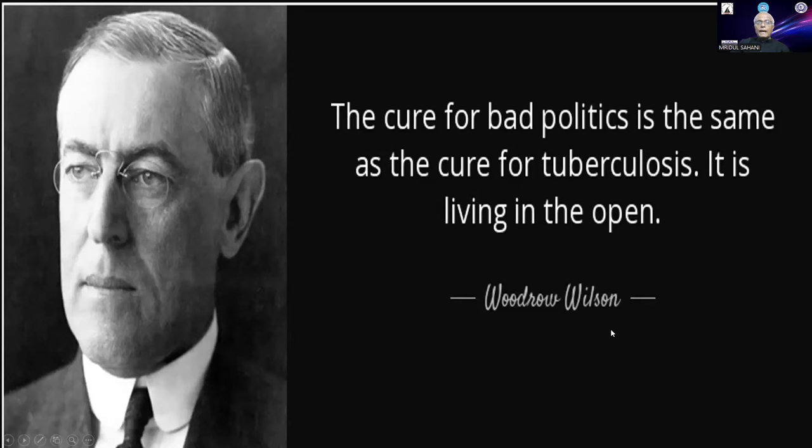The cure for bad politics is the same as the cure for tuberculosis: living in the open. This is a good quotation that you can understand from Woodrow Wilson.